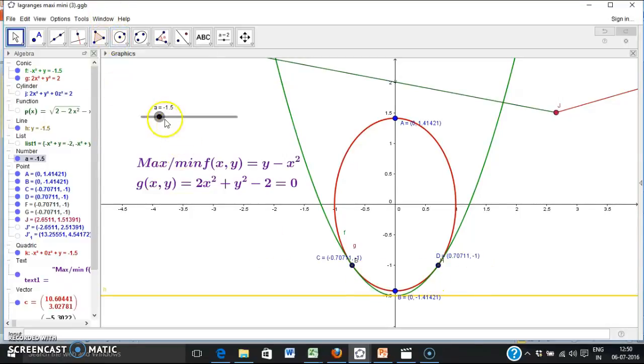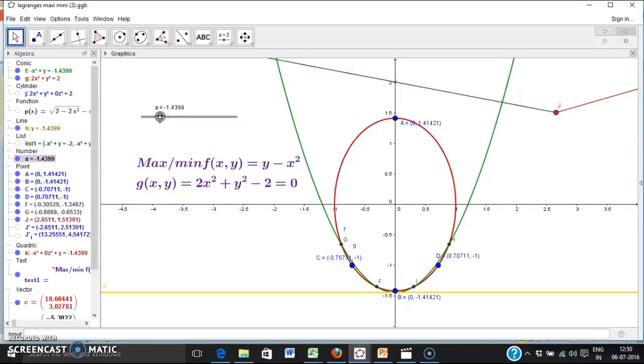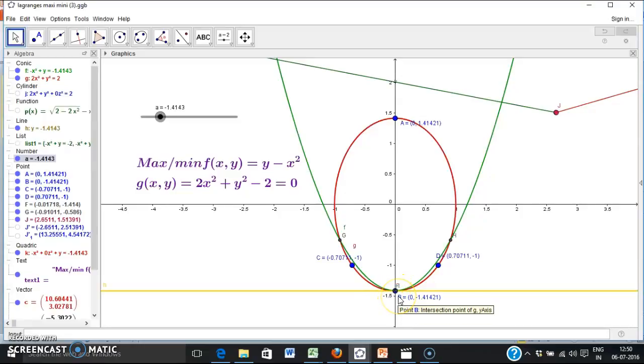And now let us go for the last point. Here we notice that the function value is settling at minus root 2. So we notice that minus root 2 is little greater than minus 1.5. That means the maximum of f occurs at A and the minimum occurs at the 2 points C and D.